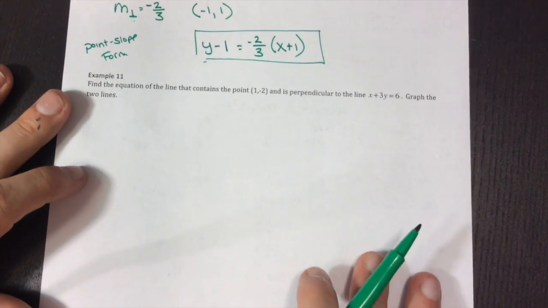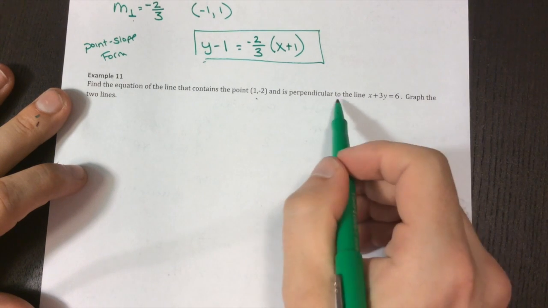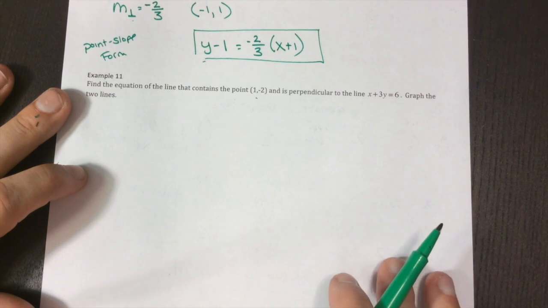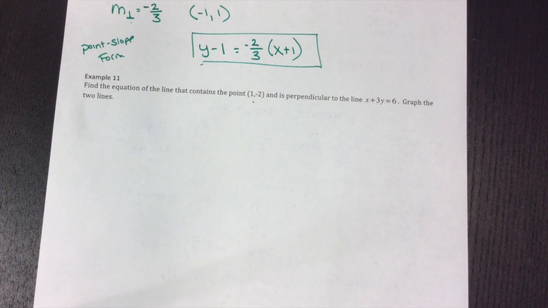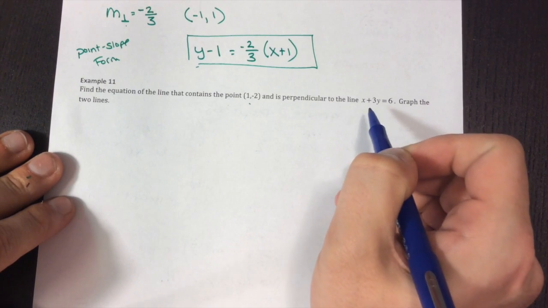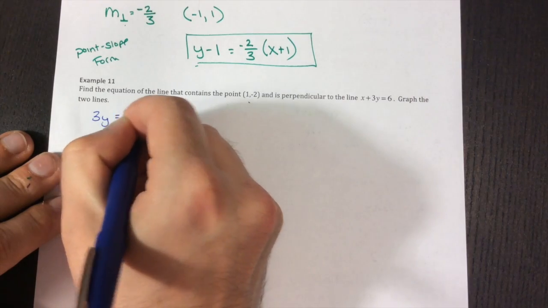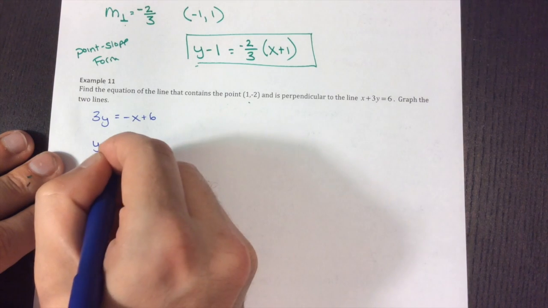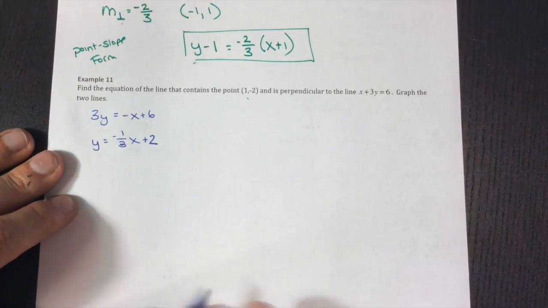Last up, example 11. Find the equation of a line that contains (1, -2) and is perpendicular to the line x plus 3y equals 6, and then graph the 2 lines. Okay, so we have a couple things to do. I'm going to grab a different pen. First off, I'm going to get our original equation in slope-intercept form. 3y equals -x plus 6. Then I'm going to divide by 3. So y equals -1/3 x, and 6 divided by 3 is 2.